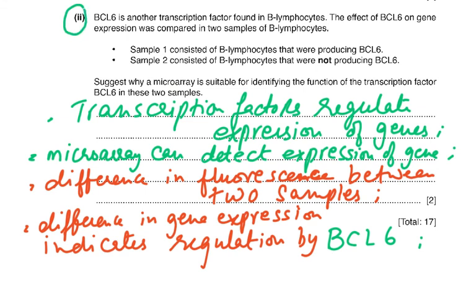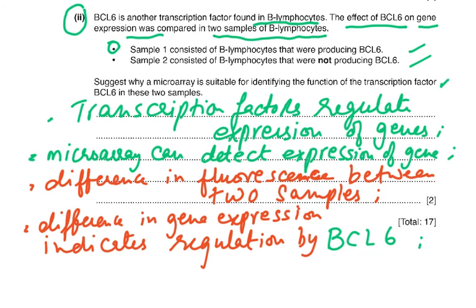Now we come to the last part of this question. BCL6 is another transcription factor found in B lymphocytes. The effect of BCL6 on gene expression was compared in two samples of B lymphocytes. Sample 1 consisted of B lymphocytes that were producing BCL6, and sample 2 consisted of B lymphocytes that were not producing BCL6. So again, you see in the question they give you some information. You're supposed to read that and filter some of it and then think of the possible answers. Suggest why a microarray is suitable for identifying the function of the transcription factor BCL6 in these two samples.